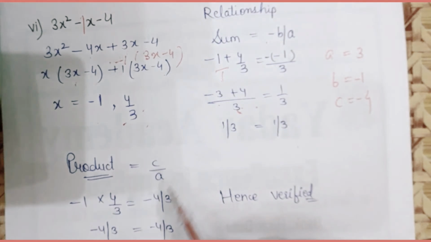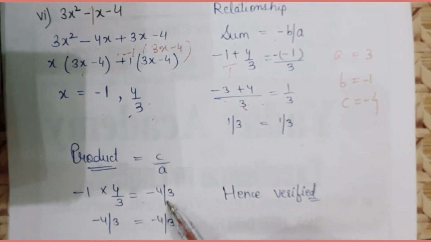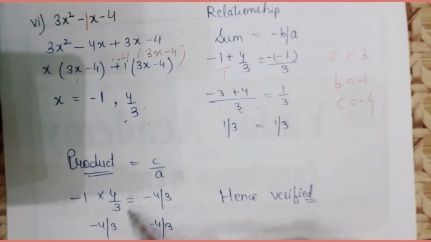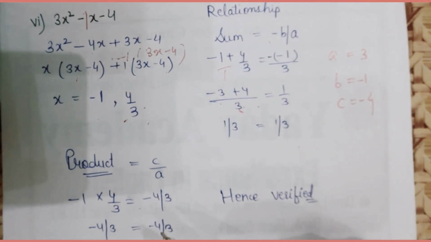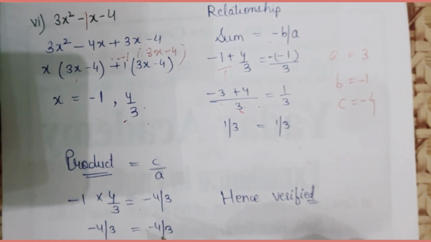Similarly, product equals c by a. Minus 1 into 4 by 3 equals minus 4 by 3. From that, minus 4 by 3 equals minus 4 by 3. Hence verified. So this is verified.